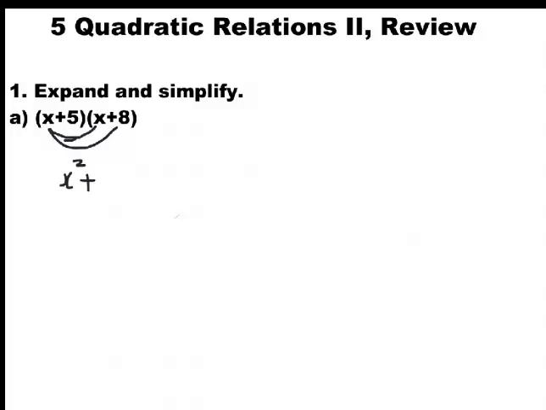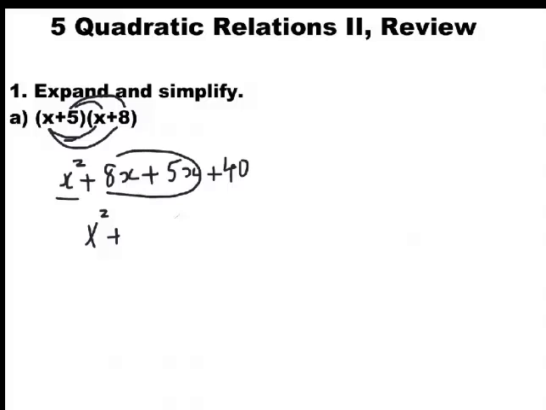x times 8 gives me 8x. 5 times x gives me 5x. This is the second term now. And 5 times 8 gives me 40. Now there is no like term to x squared, so I get x squared plus, these two are like terms, so 8 plus 5 is 13x plus 40.